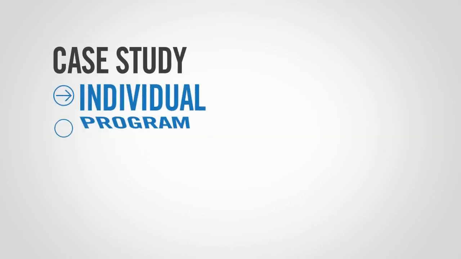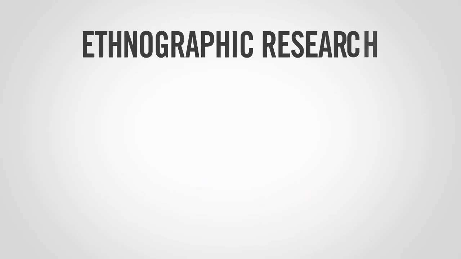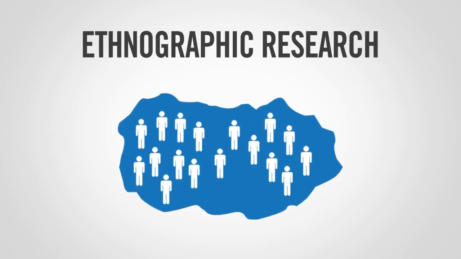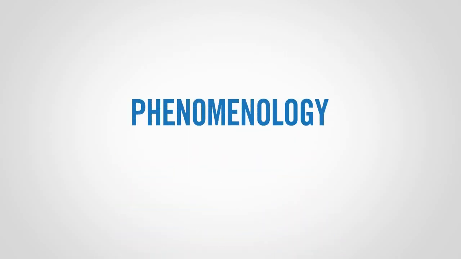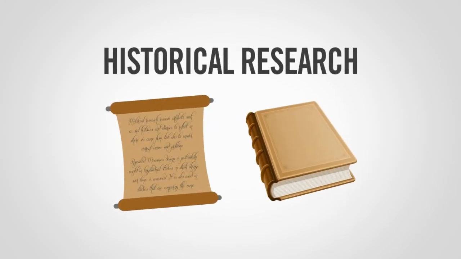In the case study, a single entity, be it an individual, program, policy, or other phenomenon, is explored within a specified time frame. Ethnographic research studies a culture or other intact group in its natural context, usually for sustained periods of time, with the researcher acting as an observer. In phenomenology, the researcher tries to understand participants' perceptions of their reality. Historical research reviews artifacts such as oral histories and diaries to reflect on where we come from, but also to answer current issues and problems.